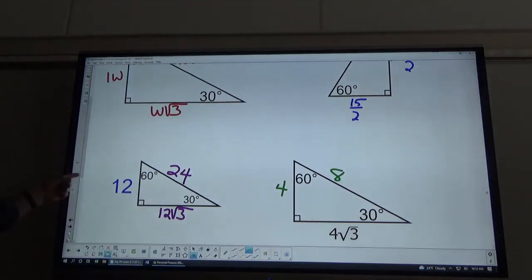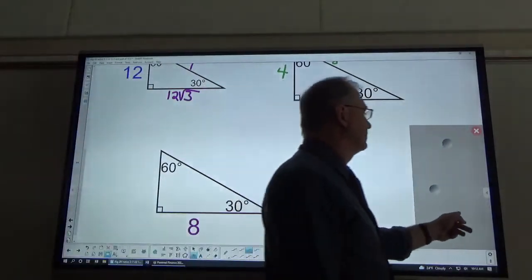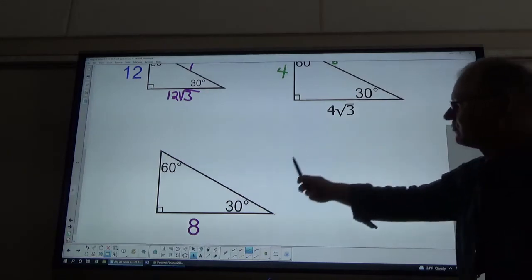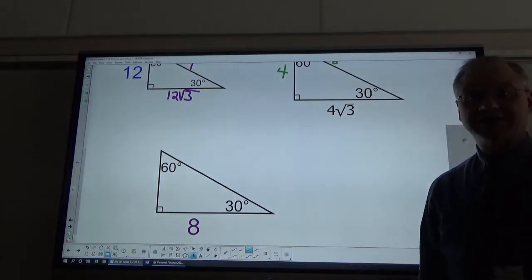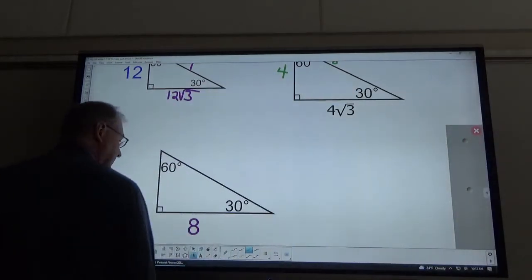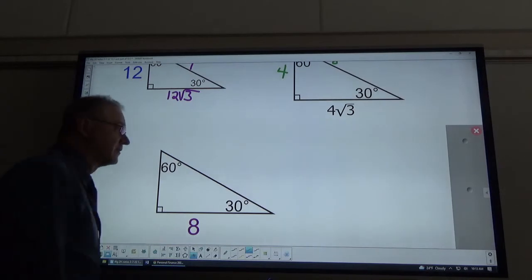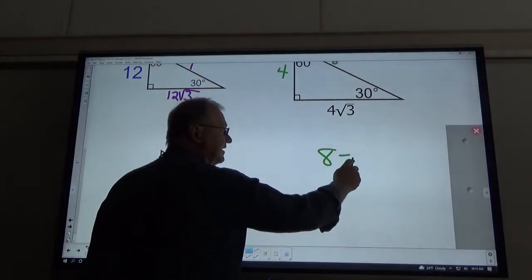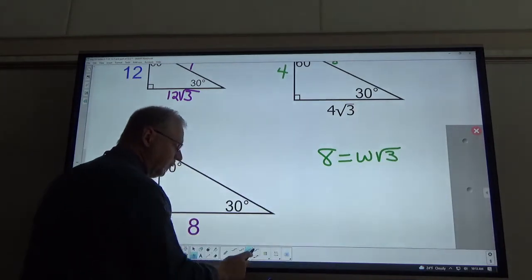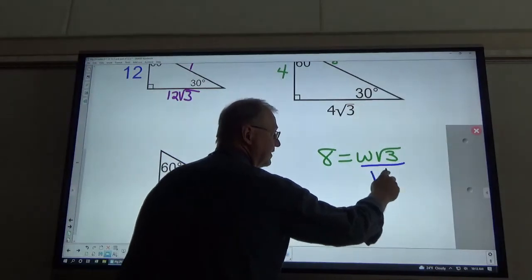Now the hardest one of these is when you're given this special situation, where the w square root of 3 side does not have a square root of 3 in it. That makes it a little harder to do. So I need to know what w is. Well, if 8 is equal to w square root of 3, and I want to know what w is, I have to divide both sides by square root of 3.